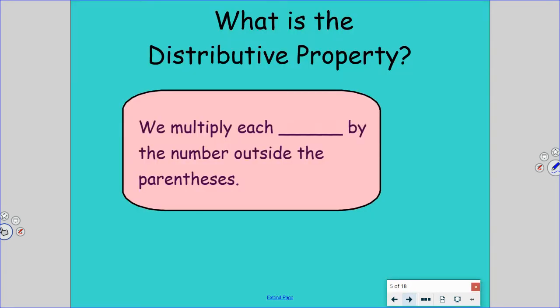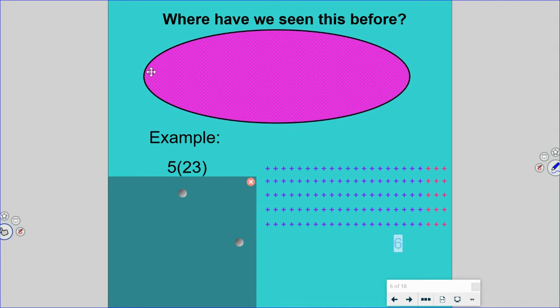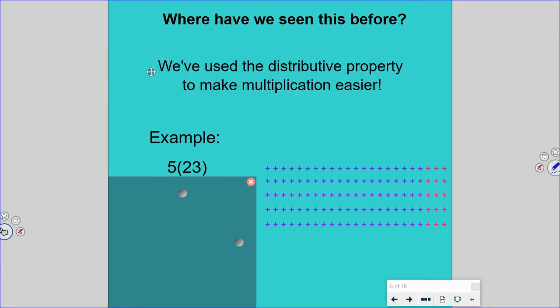All right, what is the distributive property? Distribute, look at that root word, distribute, give to everyone equally. We multiply each term inside the parentheses by the number that's outside the parentheses. Now, where have we seen this before? We have distributed before in order to make multiplication easier.